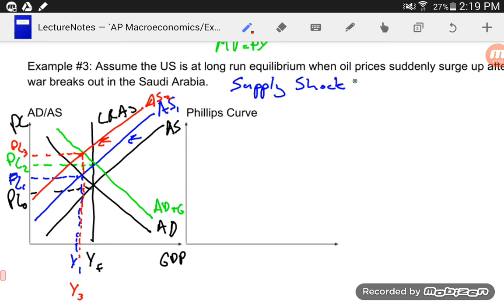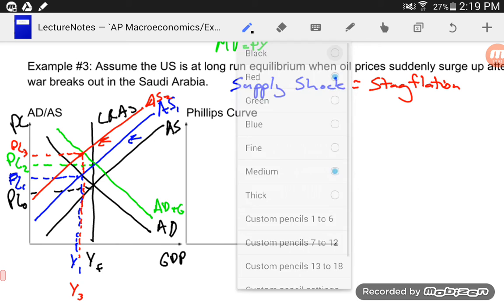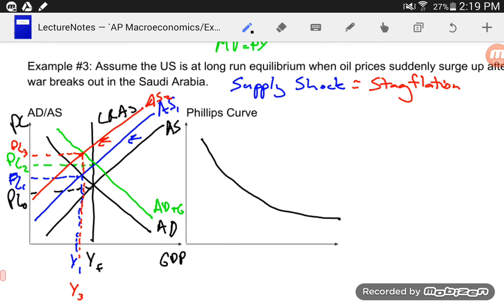When you get a supply shock, that is the phenomenon known as stagflation, where you can't really get the economy going again. You can't get yourself back up to full employment, and you continue to have this inflation problem. So there you go. That's an example of stagflation. Now, I also said let's draw the Phillips curve on this. Because, by the way, this is kind of what happened in the 1970s. This is historically what happened. So let's put our curves in.